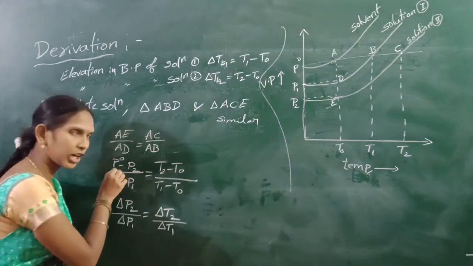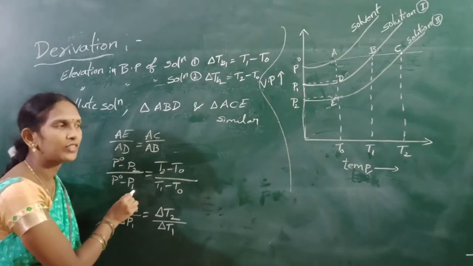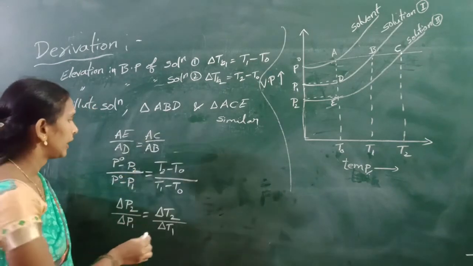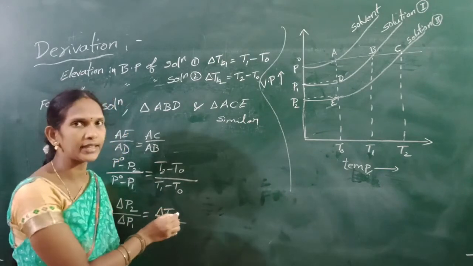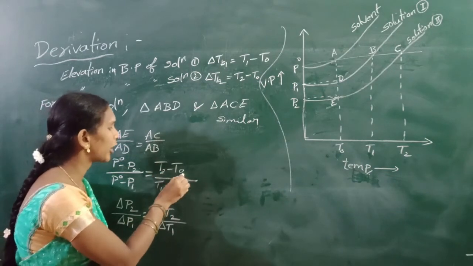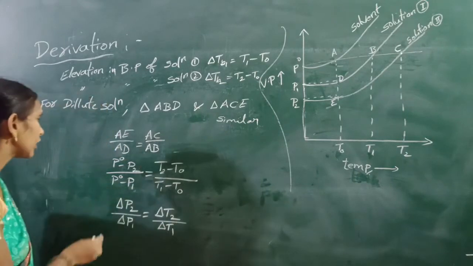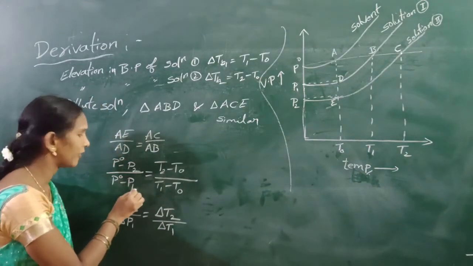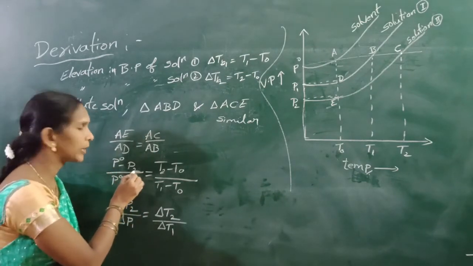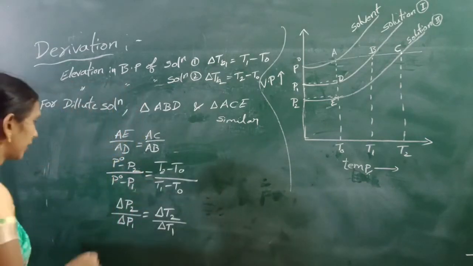Here P0 is the vapor pressure of the pure solvent, P1 is the vapor pressure of solution 1, and P2 is the vapor pressure of solution 2. T1 minus T0 is the elevation of boiling point of solution 1, and T2 minus T0 is the elevation of boiling point of solution 2. P0 minus P1 means lowering of vapor pressure of solution 1, and P0 minus P2 is lowering of vapor pressure of solution 2.